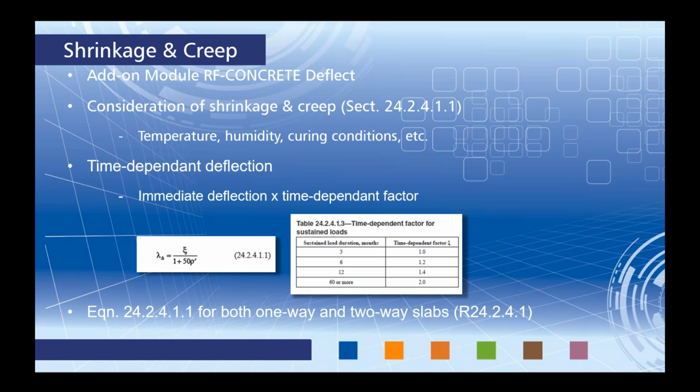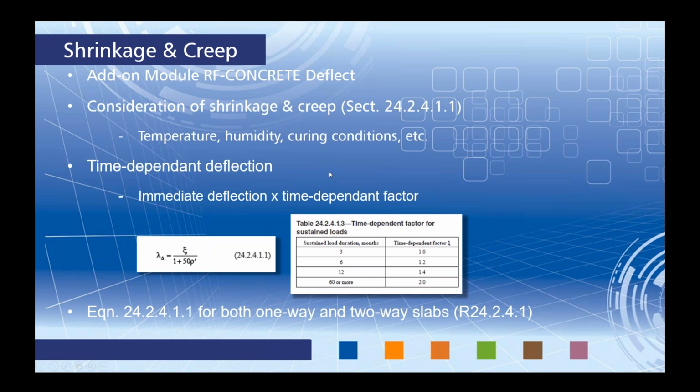So jumping back to the PowerPoint, what exactly does this mean? Well, the ACI code in section 24.2.4.1.1 tells us that we do need to take into account consideration of shrinkage and creep. This is due to things like temperature, humidity, curing conditions, a lot of external forces and such that really are out of our control but still affect our concrete design. So we want to take them into account for long-term deflections. So how do we do so?